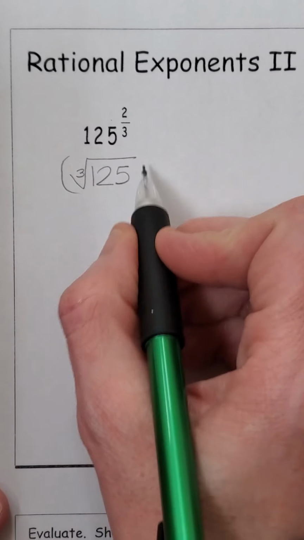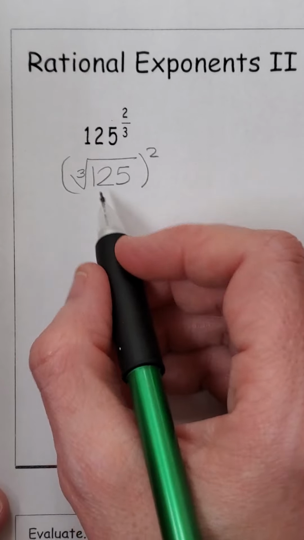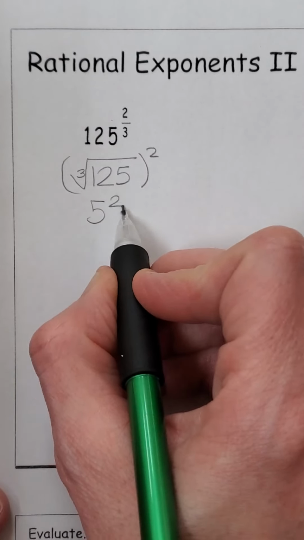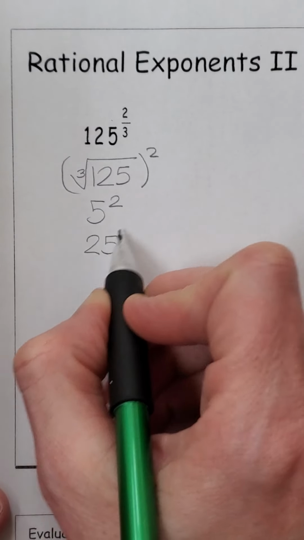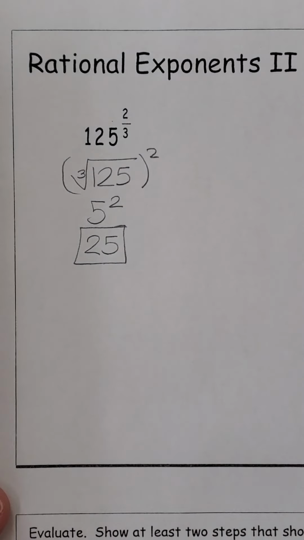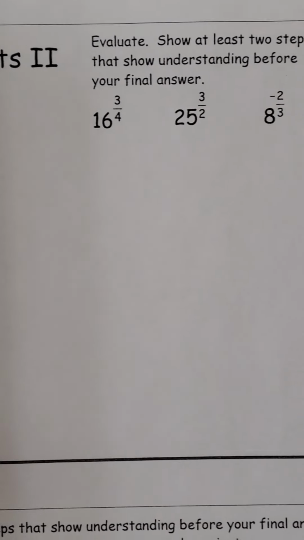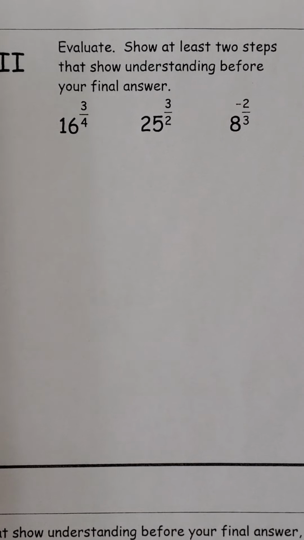So what this is going to look like, of course, is we're going to take that value and we're going to square it. So 5 squared is 25. Kind of sliding over here.